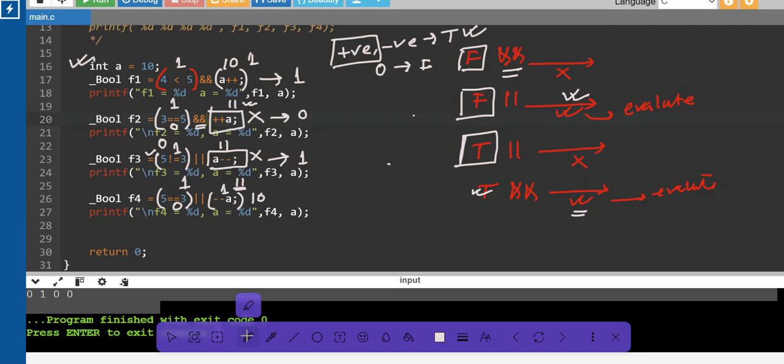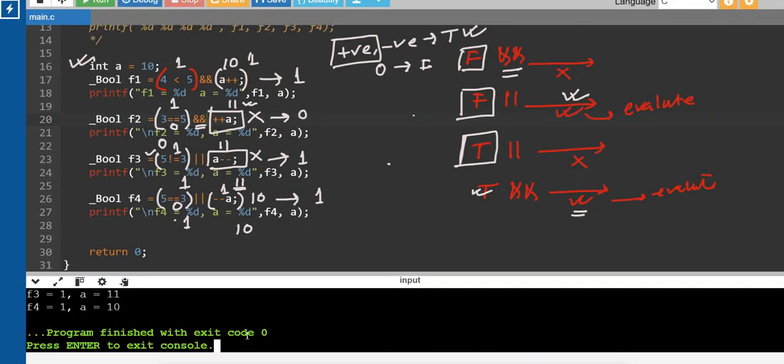So the final outcome of the expression will also be true because it is the logical OR operator. If any one condition is true, the outcome is also true. So F4 will be true. It will print true. And what about the A? Because A is already decremented by 1, it is also going to print 10 here. Okay, so now let's evaluate the code and see whether our theory and the outcome are the same or different.